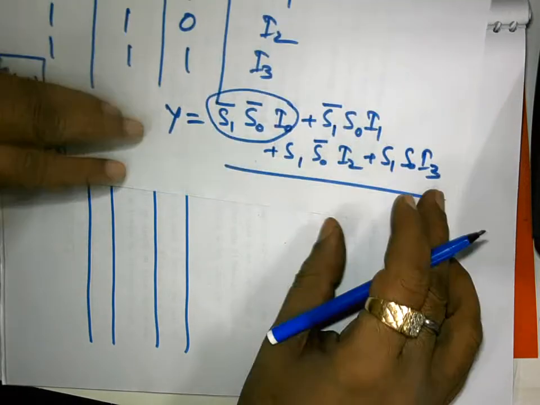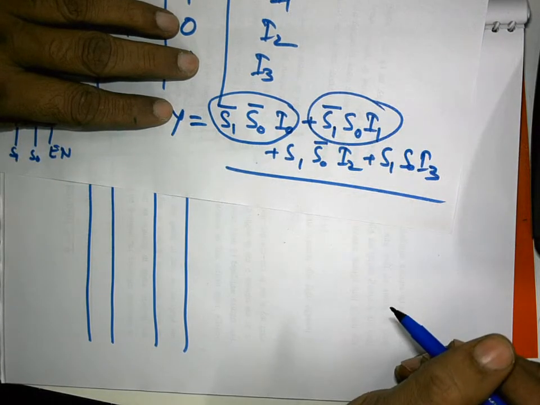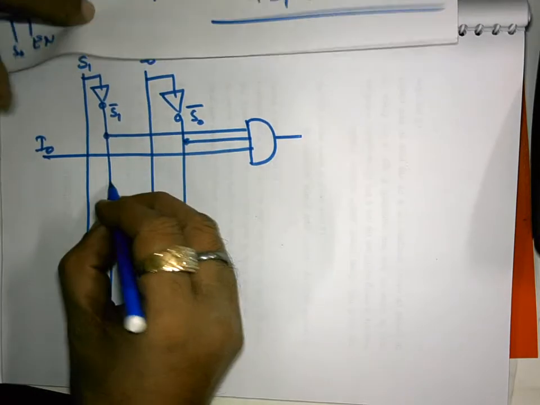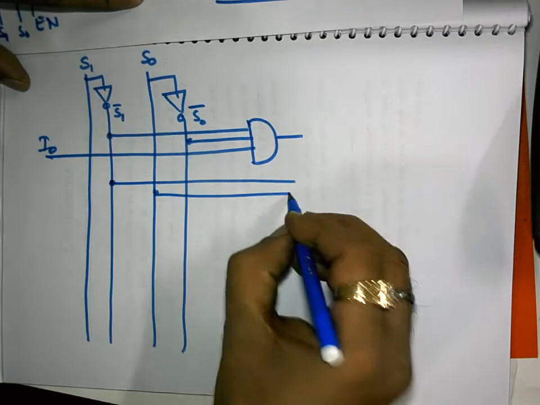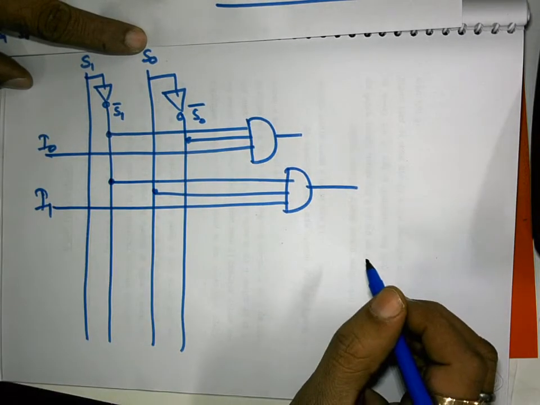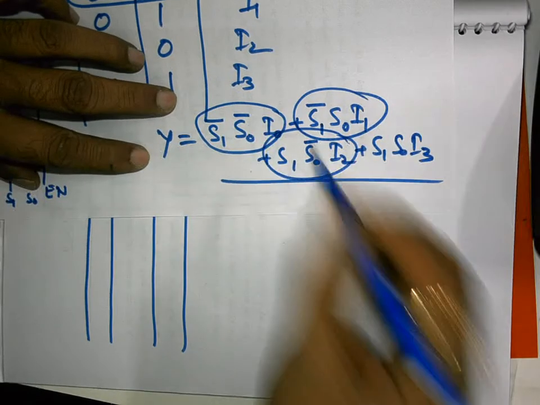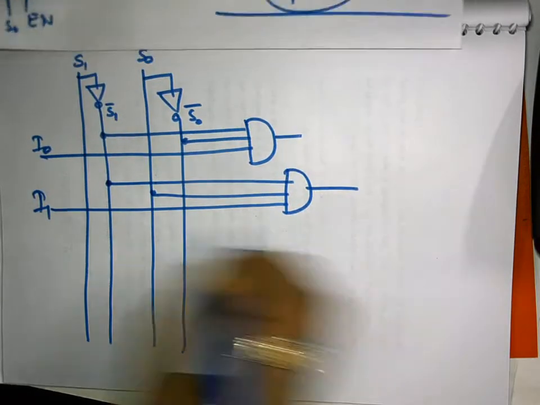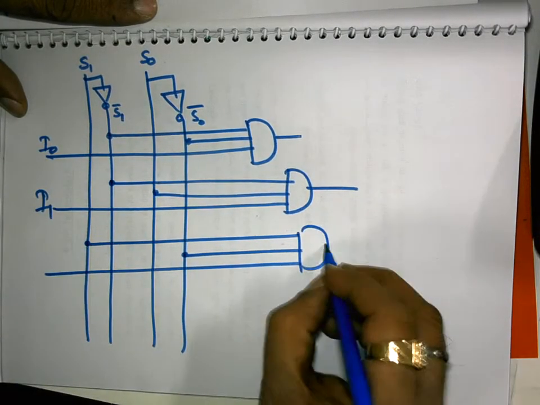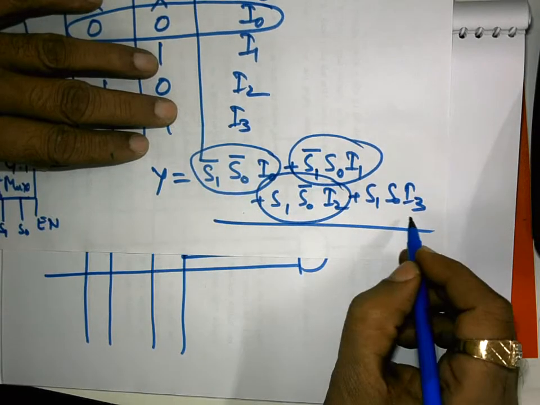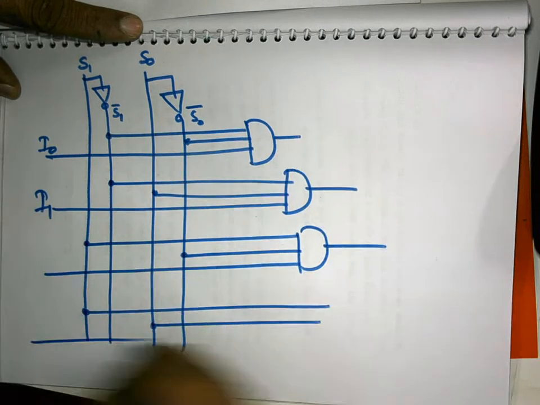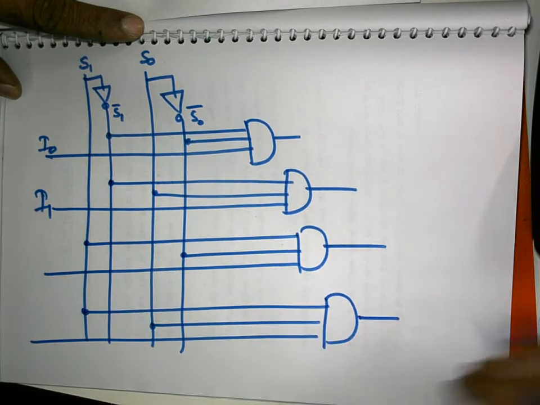Then what this second part is saying, S1 bar S0 and I1. This is external input I1. Okay. What this third part is saying, S1 S0 bar and I2, S1 S0 bar and an external input I2, and then S1 S0 and I3, S1 S0 and an external input I3 to the AND gate.